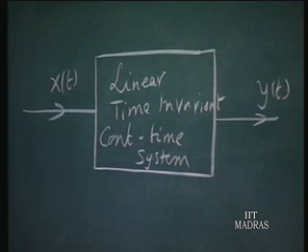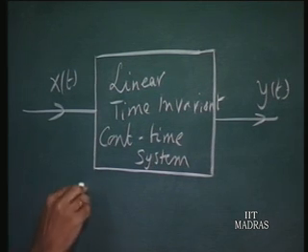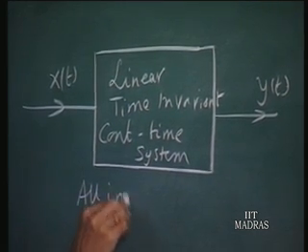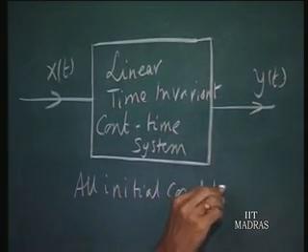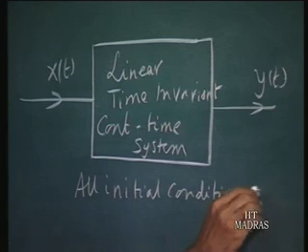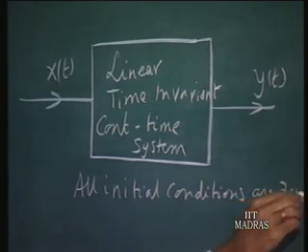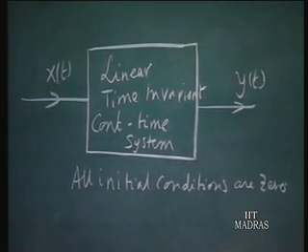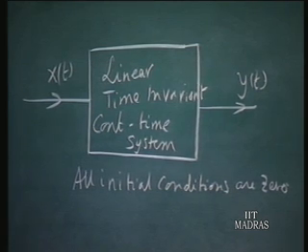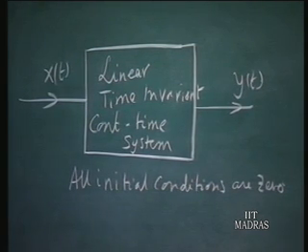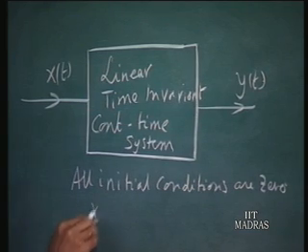We shall assume that all initial conditions are 0. That is, the output response quantity y(t) and all its derivatives are 0 prior to the application of the input x(t). We will also assume that x(t) is causal.